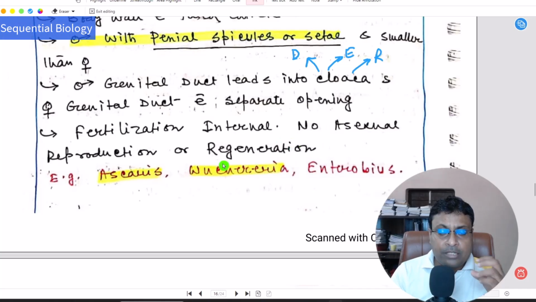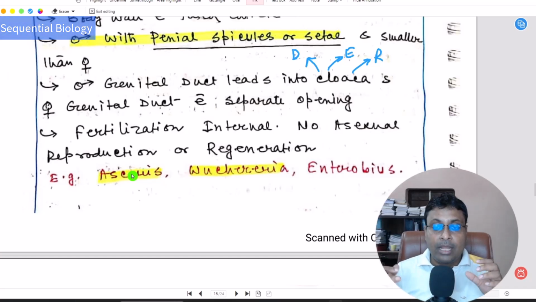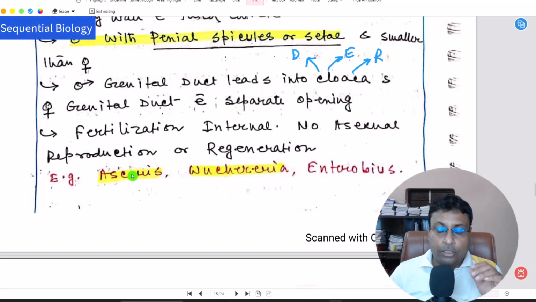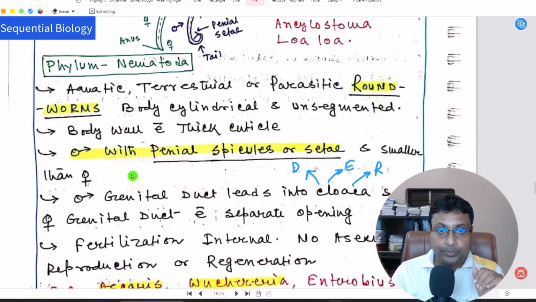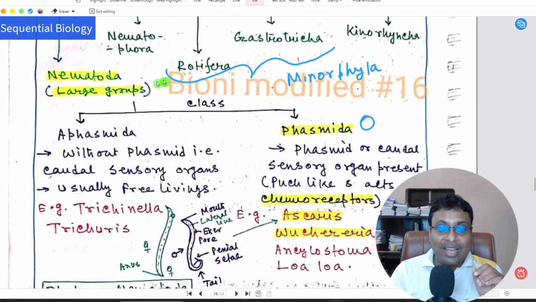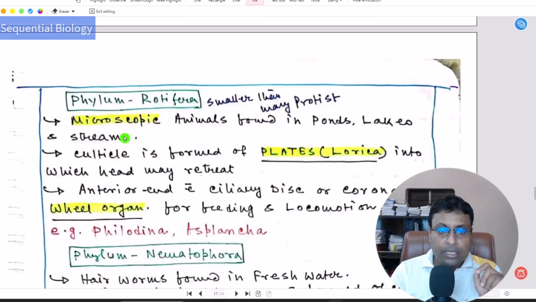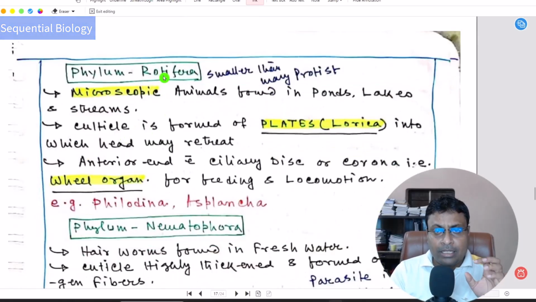Examples of this phylum Nematoda are Ascaris, Wuchereria bancrofti, and Enterobius, and they are very harmful animals. You know, Ascaris causes ascariasis disease in humans, and Wuchereria bancrofti causes elephantiasis in human beings. The larvae of Wuchereria bancrofti are called microfilaria larvae, and they are transmitted through the bite of the Culex mosquito. Then this phylum Nematoda is divisible into two classes, Phasmida and Aphasmida, and we have already talked about these two classes. And the next phylum is Rotifera.